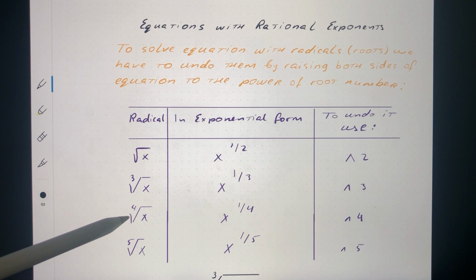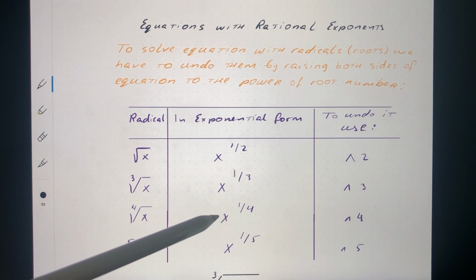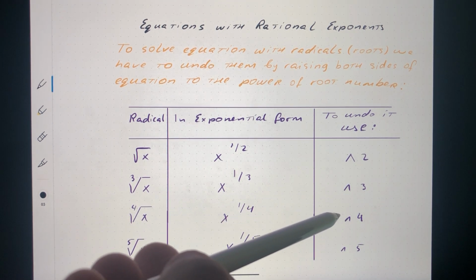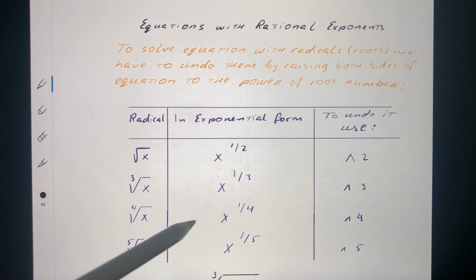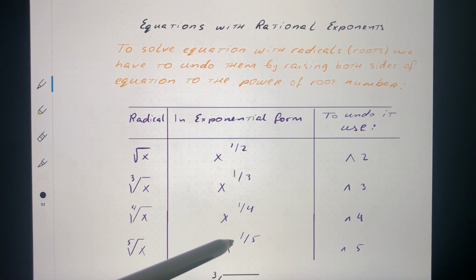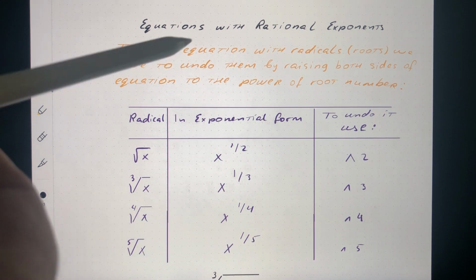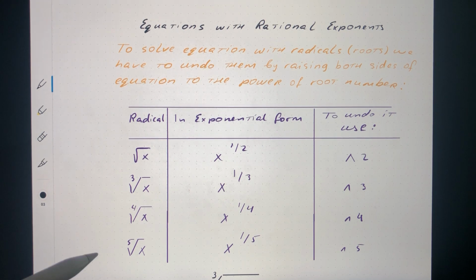If we have a fourth root, that's the same as power 1/4. To cancel it, we raise both sides to the fourth power. And if we have a fifth root, that's the same as power 1/5, and to cancel it, we raise both sides to the fifth power. This table can be continued as far as we want to, but that's the general principle. So let's look at 3 examples of how that works out.